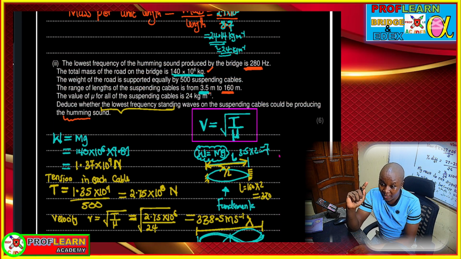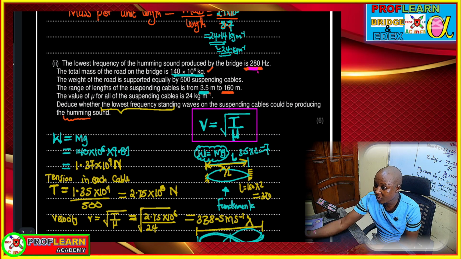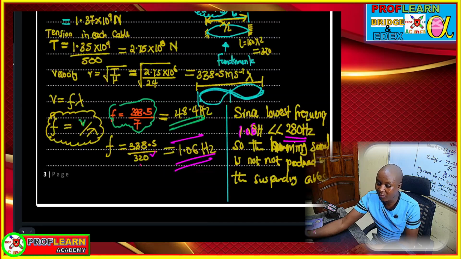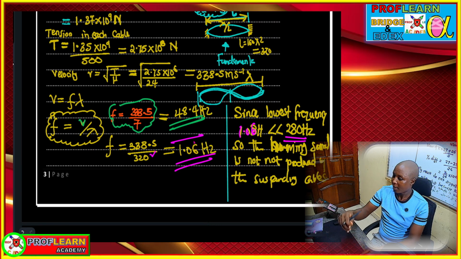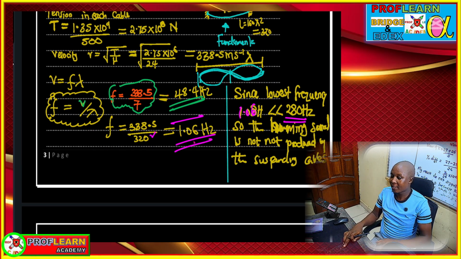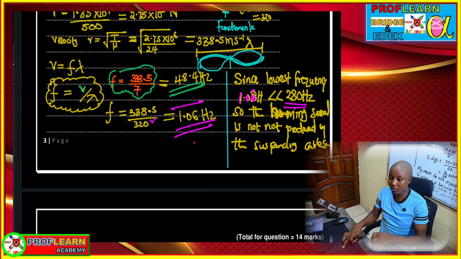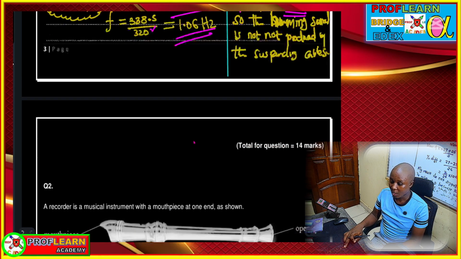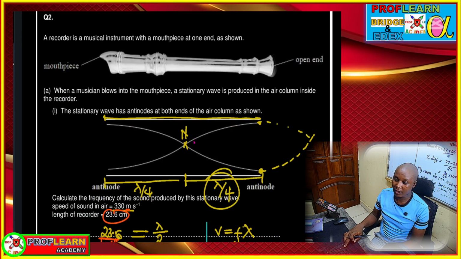because we were supposed to deduce whether the lowest frequency standing wave on the suspending cable could produce the humming sound, because the humming sound had this frequency. So if you work out the frequency produced by the lowest, it is 1.06. So we can say it is not produced by the suspending cables. So, changing gear and looking at another question.